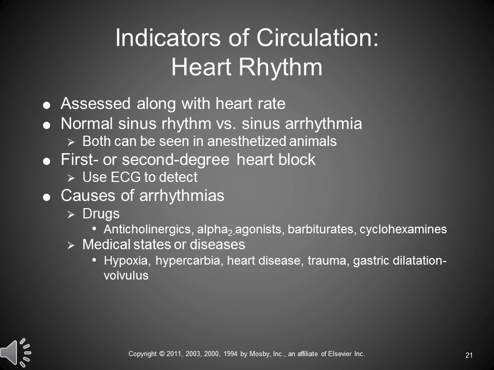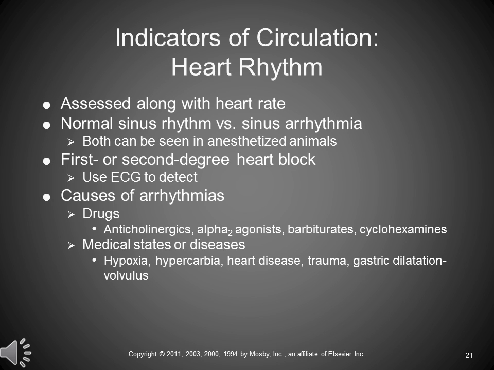Heart rhythm should be assessed along with the heart rate. It's not just enough to know what rate the heart is beating. We need to know the quality and character of the heartbeat itself. We can have a normal sinus rhythm versus sinus arrhythmias, and both can be seen in anesthetized animals. If there is a question about blocks, say a first or second degree block, we're going to use an electrocardiograph. Uses of electrocardiograph can be very, very good. They will give you good indicators of heart rate and heart rhythm. But don't take them for much more than that. But for that, they're excellent.